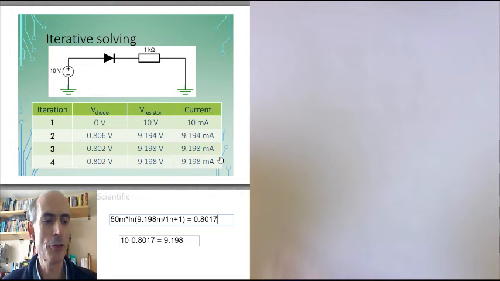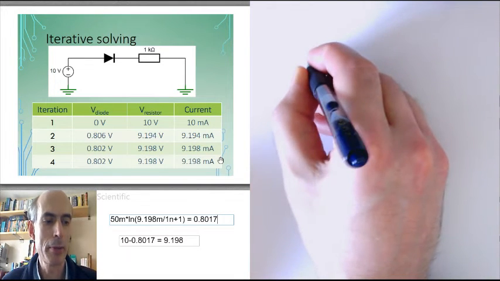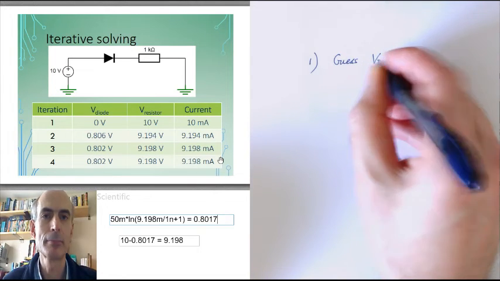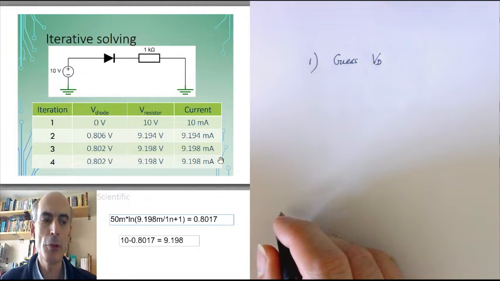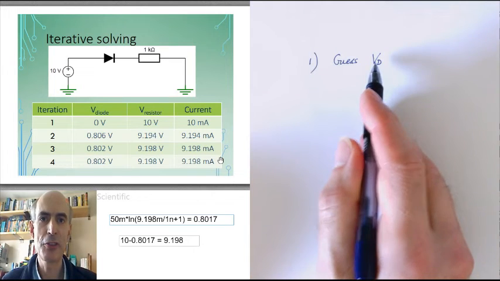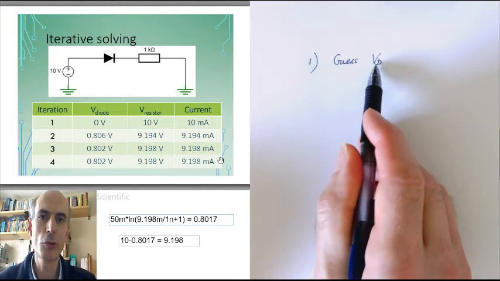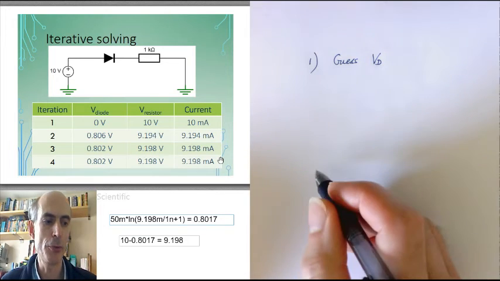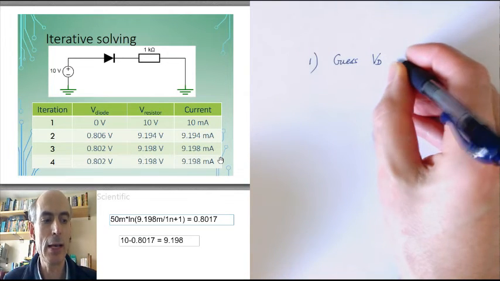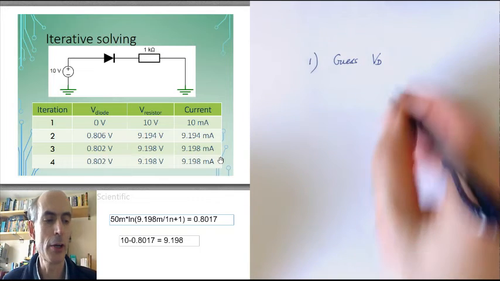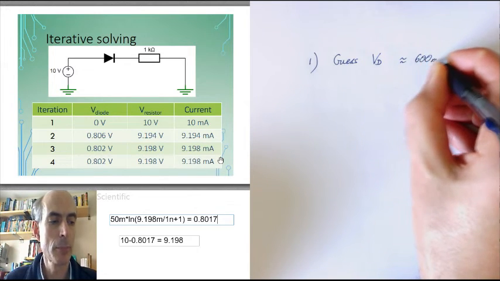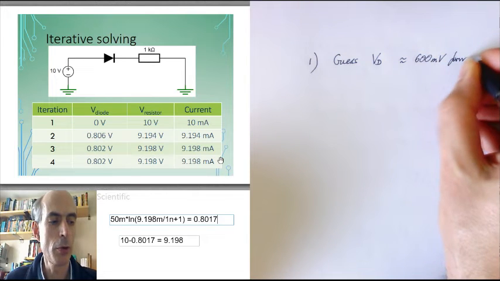So, just to summarise the method. First step, guess the voltage across the diode. Within reason, it doesn't really matter what your guess is, but the more accurate your initial guess can be, the fewer iteration steps you'll have to do. So a good guess for a forward biased diode would be around about 600 millivolts if the diode is forward biased.